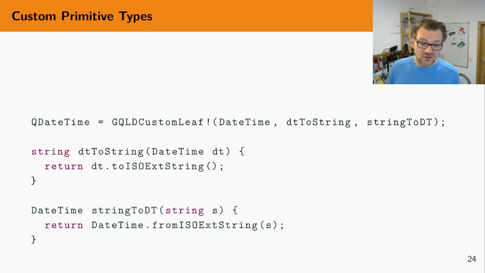Obviously, the string to datetime is not the complete implementation here, because if the string currently isn't an ISO extended datetime string, fromISOExtString will throw, and you probably want to do some checking beforehand so that your deserialization works correctly. But anyway, it had to fit on the slide, so that's the stuff you have to do, right?